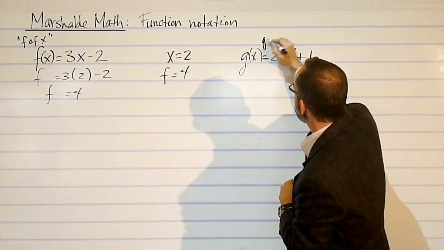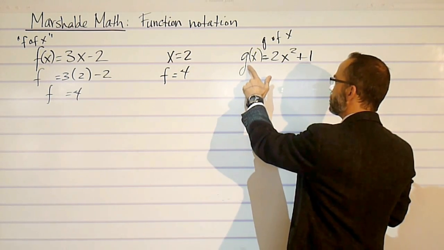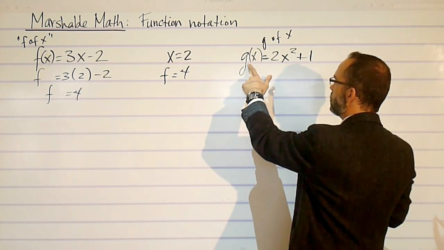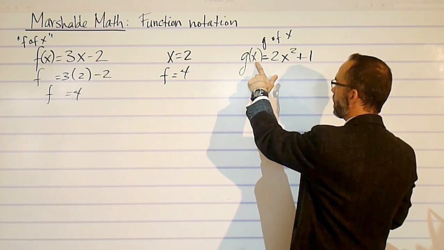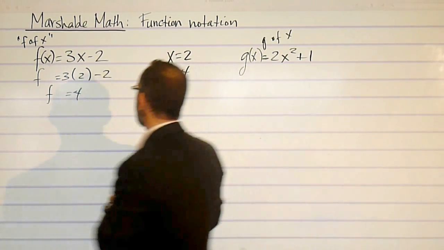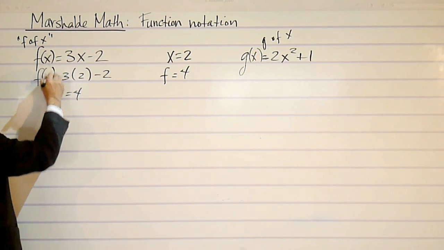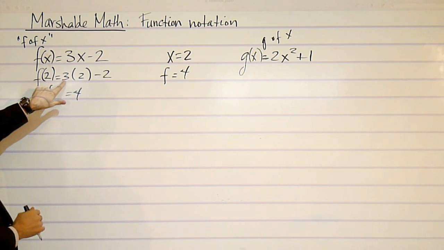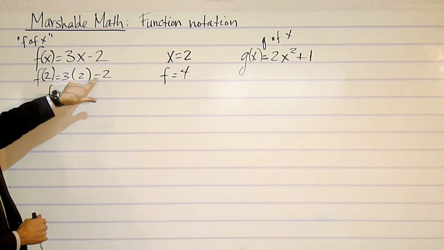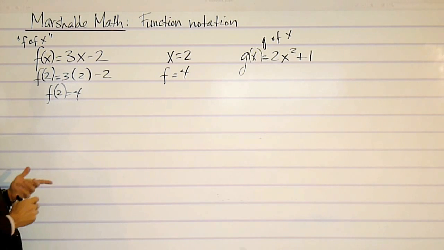What it means is that the function g here is dependent upon x. G is the kind of the output, g is the y in this case, and it depends upon what we do here with the x. So when I say, let x equal 2, I'm going to say it replaces this here. This is going to be f of 2 then is equal to 3, replace the x with the 2, minus 2, and so then in the end I say f of 2 is equal to 4.